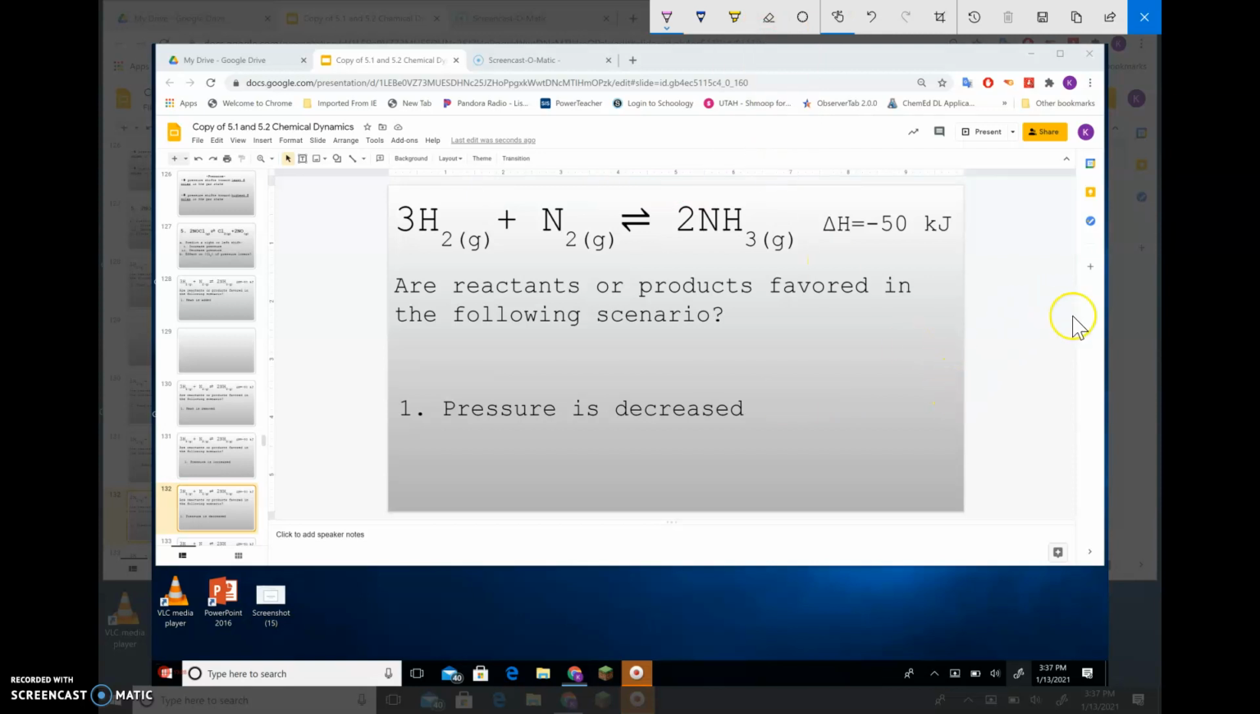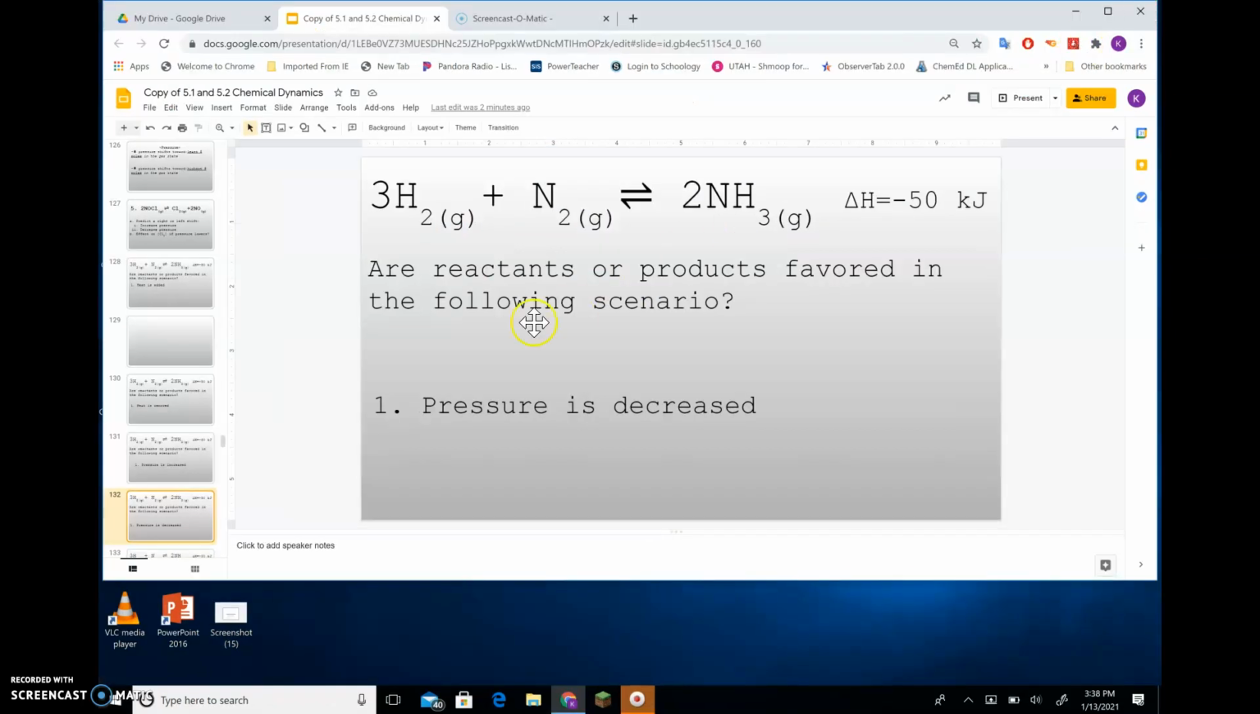Let me just show you one other thing. Let's say that instead of having gas here with nitrogen, let's say that this is a solid, okay? Or it could be a liquid, anything other than a gas. So if I'm adding up how many moles I have in this equation, I've only got 3 moles of gas on the reactant side, and I still only have 2 moles of gas on the product side. So if you see a solid or a liquid or aqueous, do not add that when you're adding the amount of moles you have in a gas state.